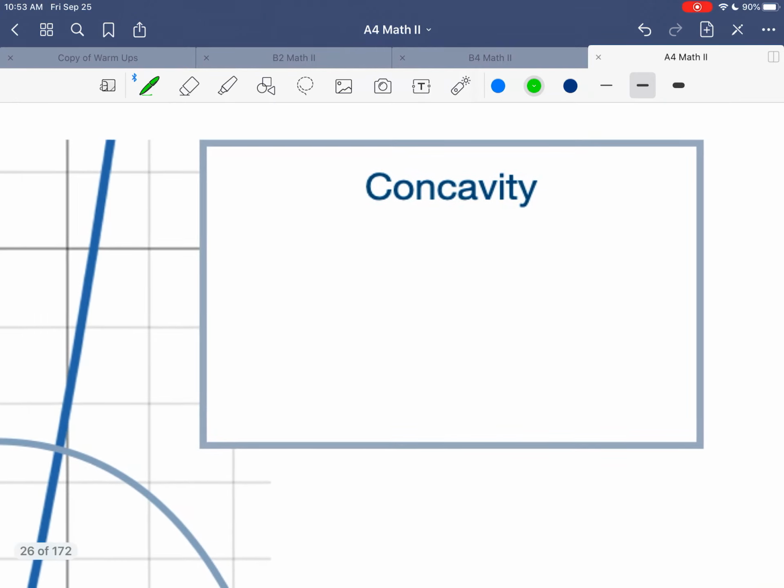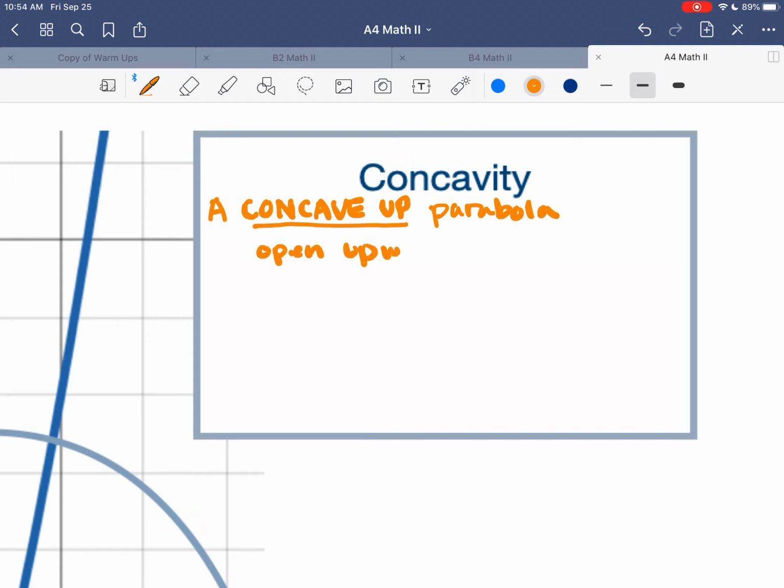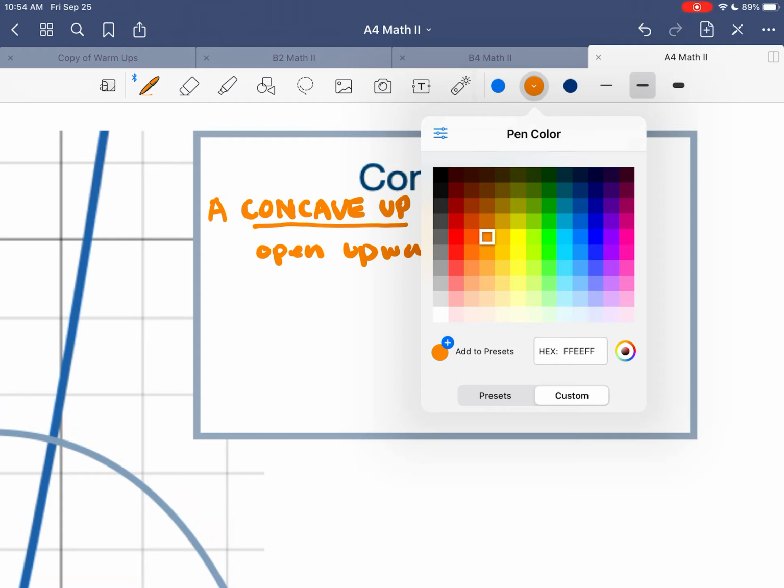Concavity. So that's a brand new concept that is also super cool and super important with parabolas. So let's talk about concavity for a second. And first we're going to talk about concave up. A concave up parabola, that's a descriptive word. A concave up parabola opens upward. And you might imagine what concave down means just from that.